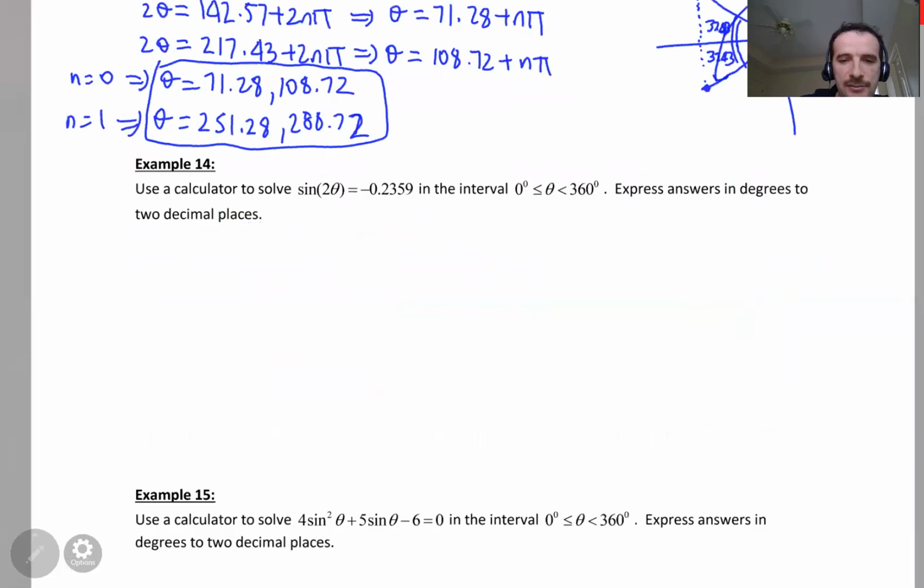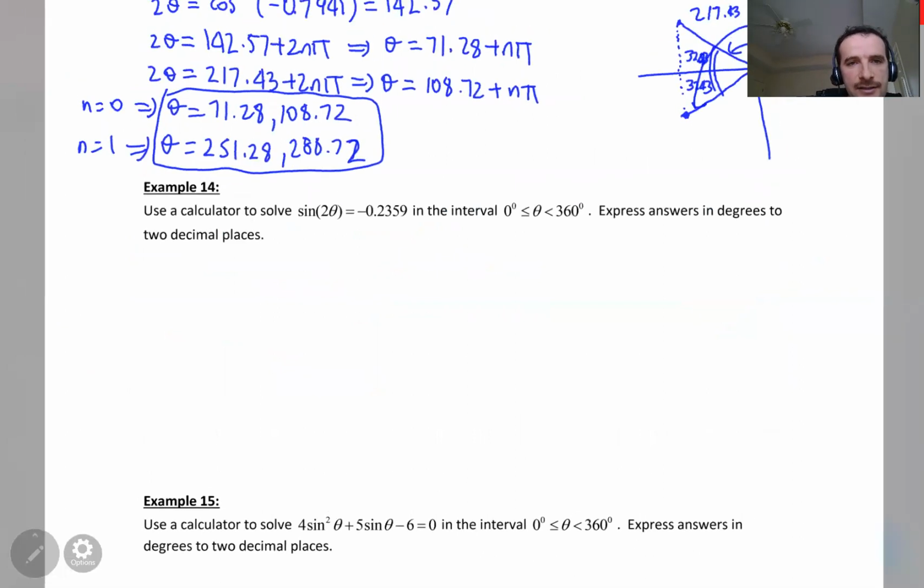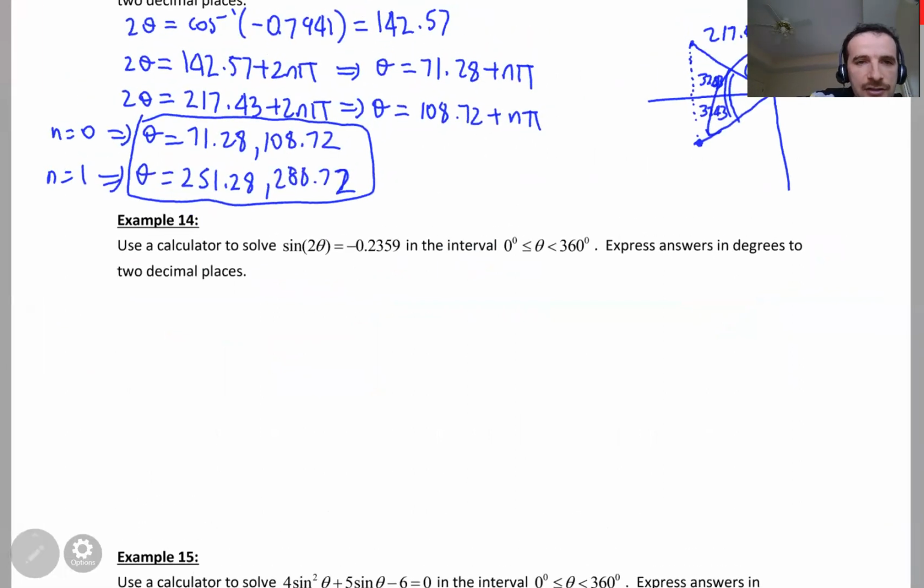Let's move to the second example. Use a calculator to solve a similar example, sine 2 theta. Let me just follow the same steps. So 2 theta is equal to sine inverse of negative 0.2359. But this time I need to use my calculator for that.